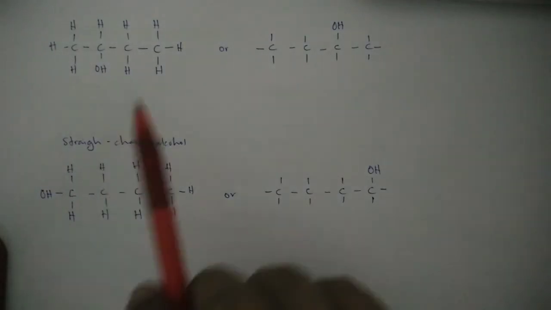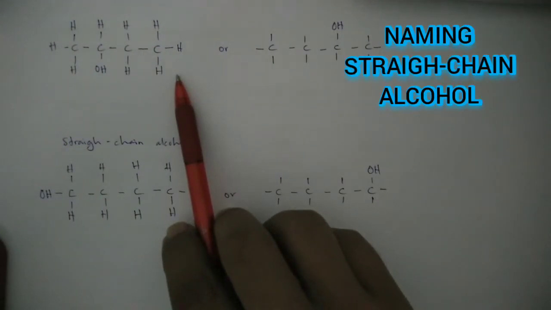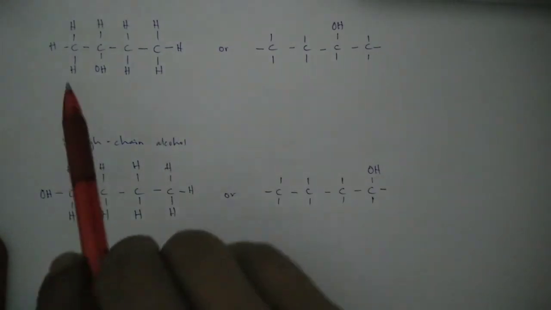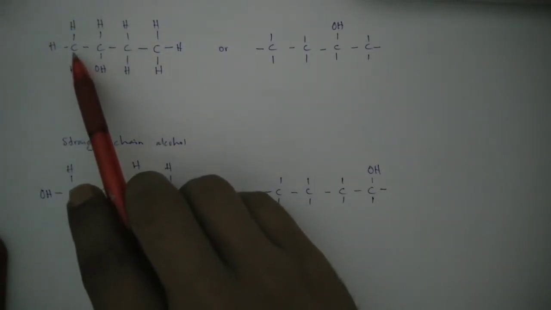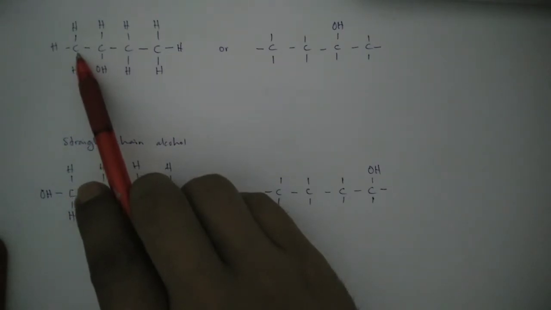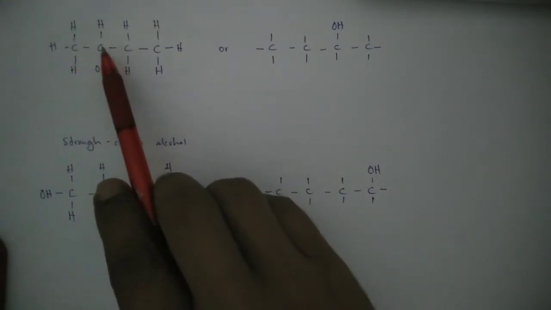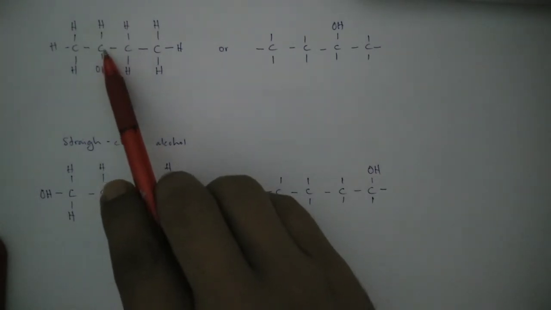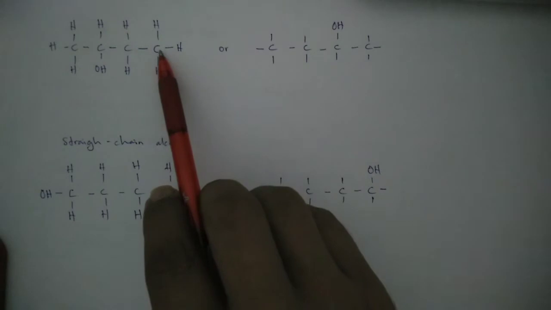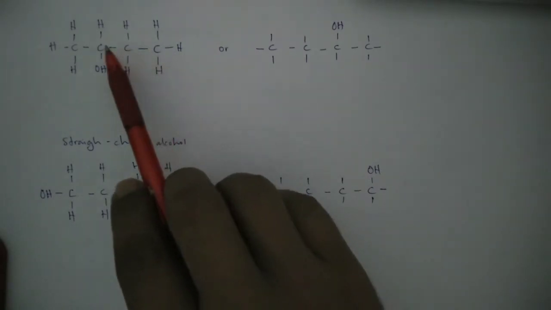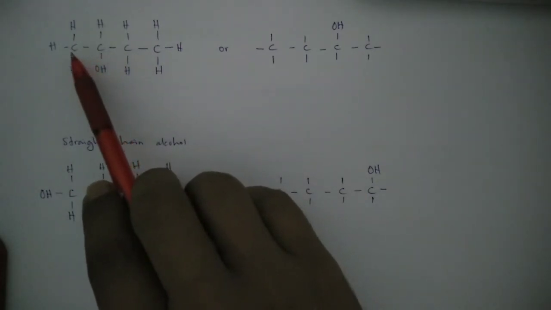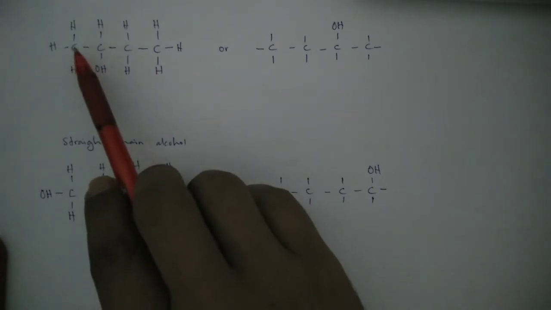In naming alcohols using this structural formula, the first step is to number the carbon atoms in the straight chain, beginning at the end nearer to the hydroxyl group, to ensure that the hydroxyl group always receives the lowest possible number. So we look here: carbon 1, carbon 2, the hydroxyl group is at carbon number 2. How about from here? Number 1, carbon 2, and carbon 3. The hydroxyl group is at carbon number 3. So the nearer carbon atom with the hydroxyl group is from the left.